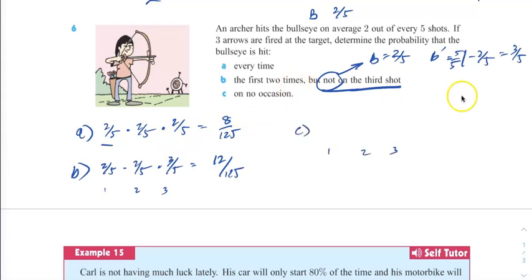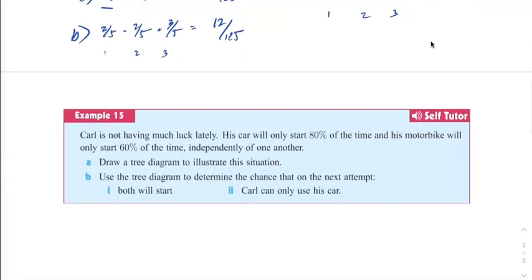So again, odds of not getting bullseye would be 3 out of 5, because odds of getting bullseye is 2/5, so you subtract from 1. So you get 3/5 times 3/5 times 3/5. We're going to get, what was that, 27 over 125. And there we go. Okay, let's do the next one.